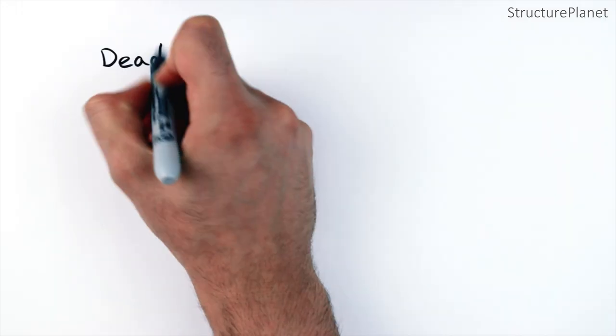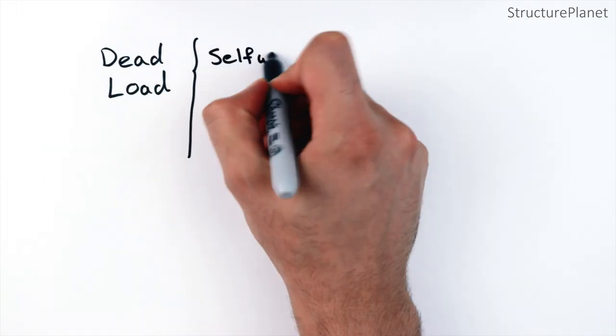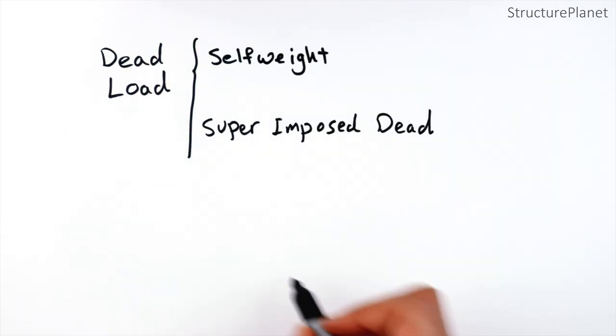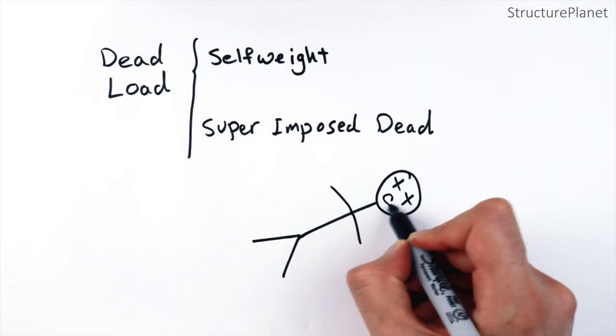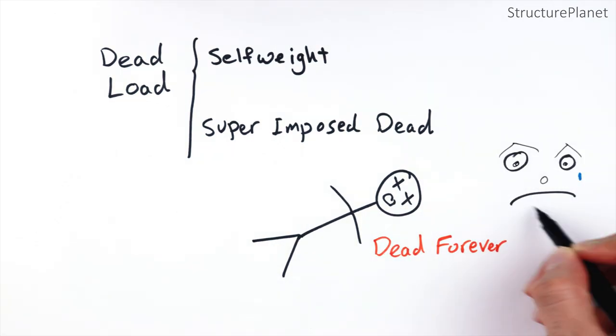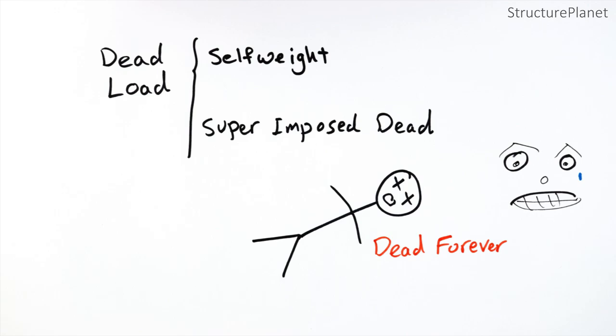So let's start with the dead load. Dead load itself has two components called self-weight and superimposed dead. But why do they call it dead? Well, because it is going to remain constant during the structure lifetime and most probably will not change.